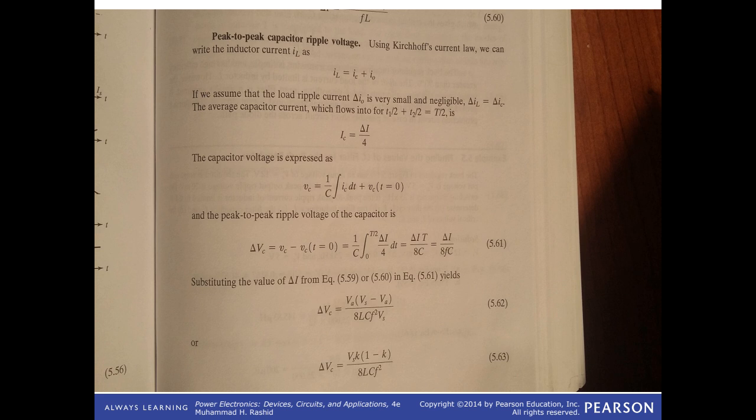Delta I T over 8C. Now if you put f instead of T here, delta I over 8fC. If you put delta I here, which we already know, the delta VC voltage fluctuation is equal to Vs times (Vs minus Vo) over 8 L C f squared Vs.